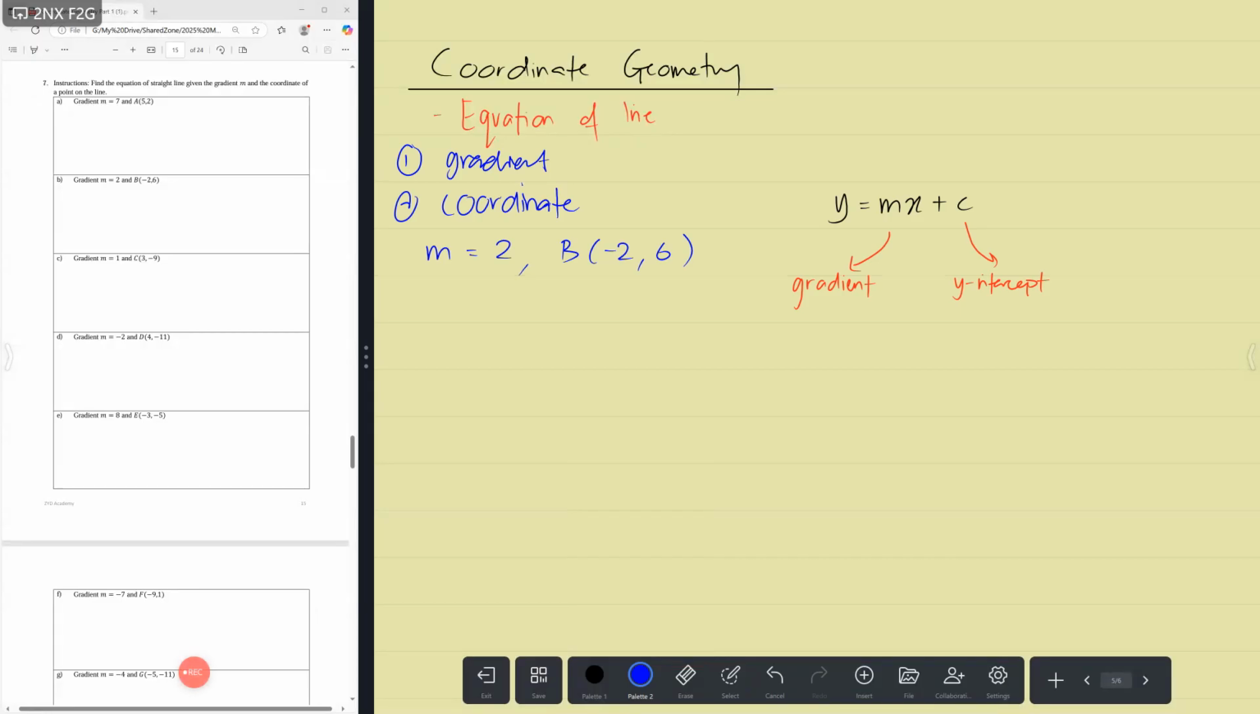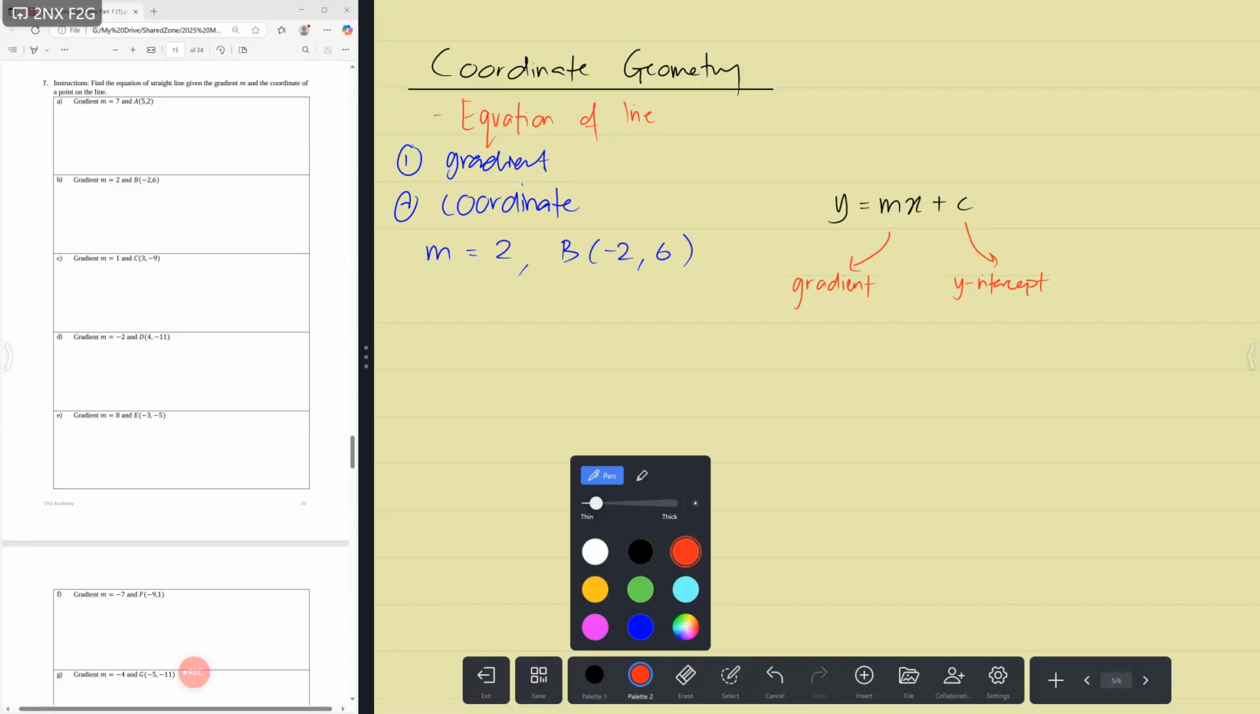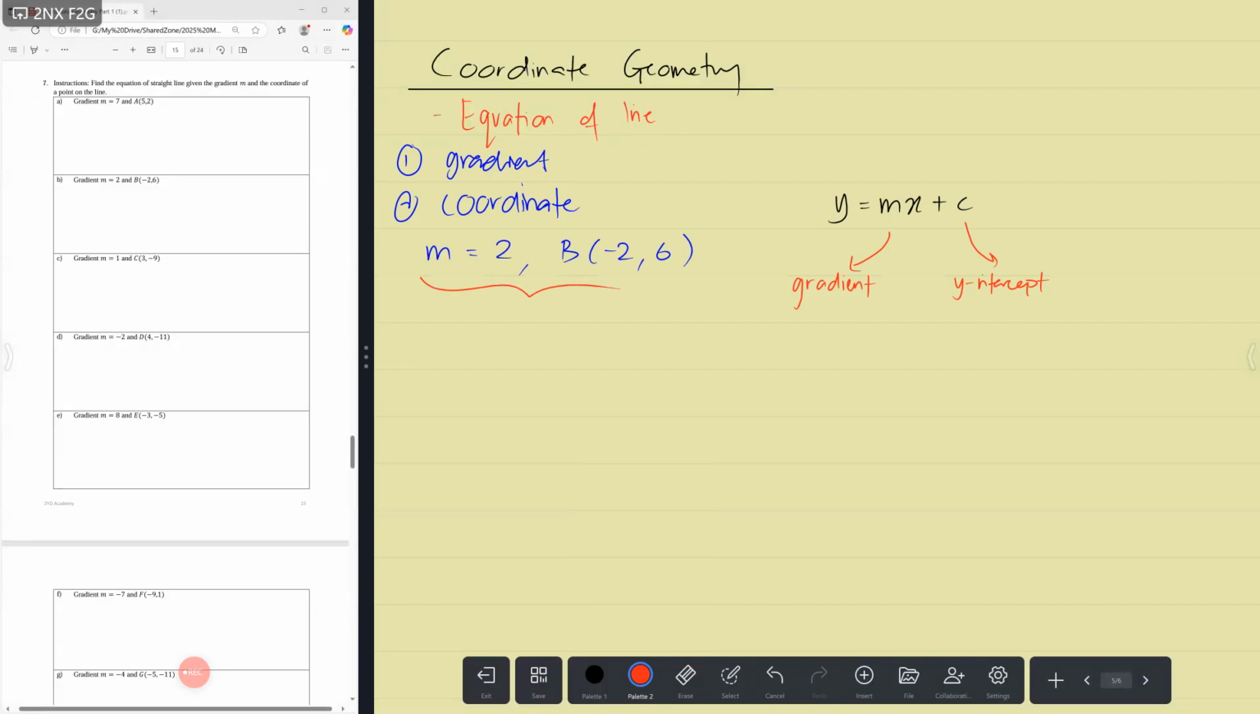Let's pay attention. What you need to do first is substitute the values of m and point B into the general equation of your line, to get the value of c, your y-intercept value. So step number 1 is to substitute. y equals 6, m equals 2, x is -2, plus c. So 6 equals -4 plus c, therefore c equals 10.